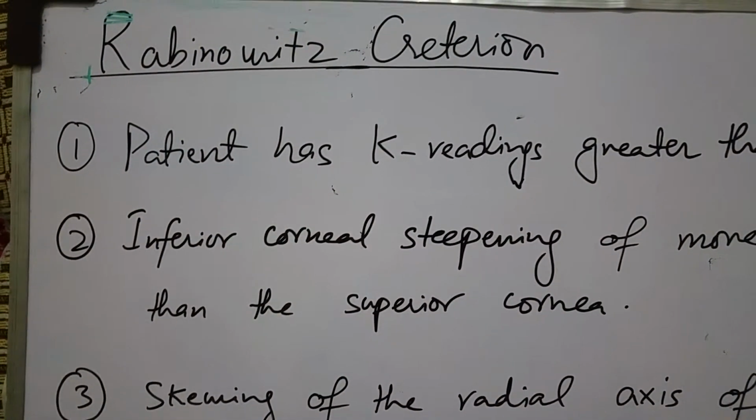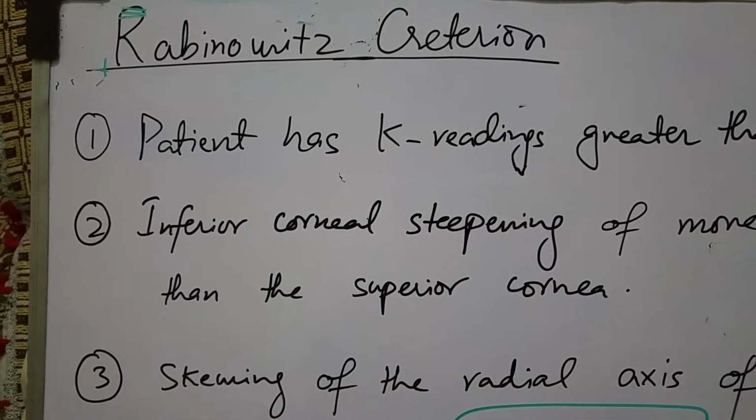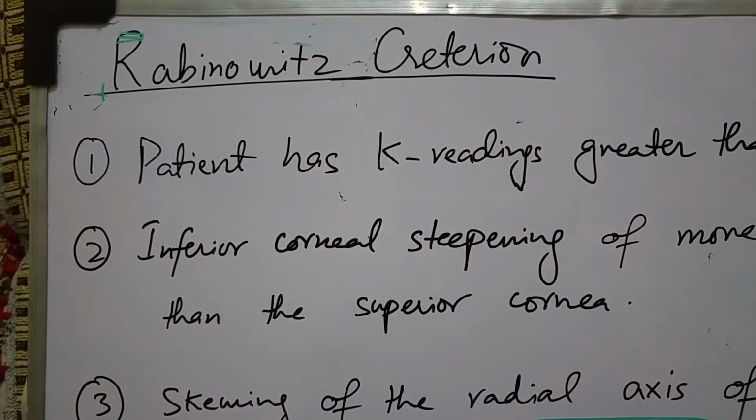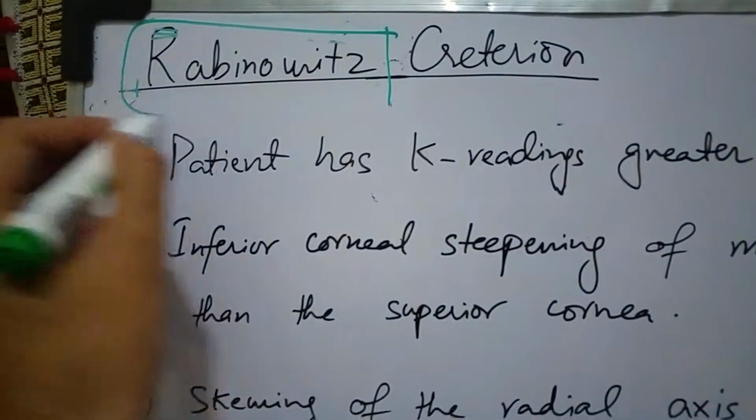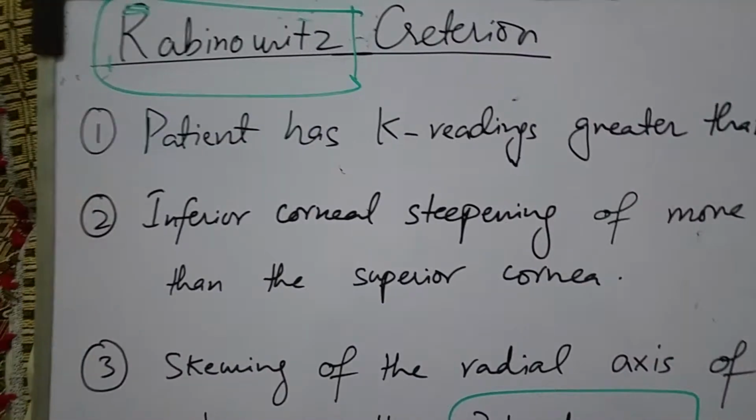Today I will tell you about Rabinowitz criteria. This criteria is used to diagnose keratoconus and it was introduced by Rabinowitz. This criteria has three main points.